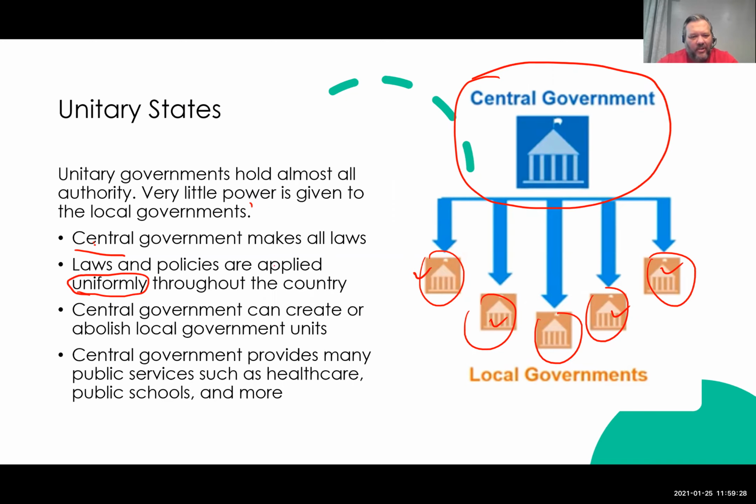The central government can create or abolish local governments, so they could say, look, we are abolishing you, you're going to become part of this local government, or they could say, let's make a new city over here. That's one of their powers. Our federal government can't do that. The last one: central governments provide many public services such as healthcare, public schools, roads, police force, stuff like that.